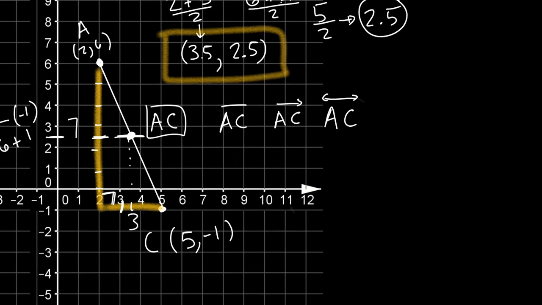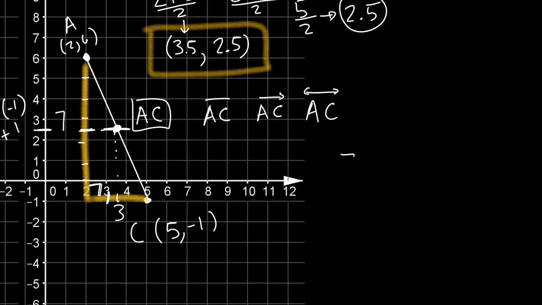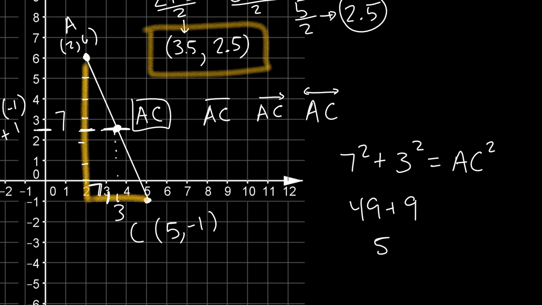Well, if I take the leg 7, square it, and add to that the other leg 3 squared, I get the length of AC squared. So let me square 7, it's 49, plus another 9, looks like 58.